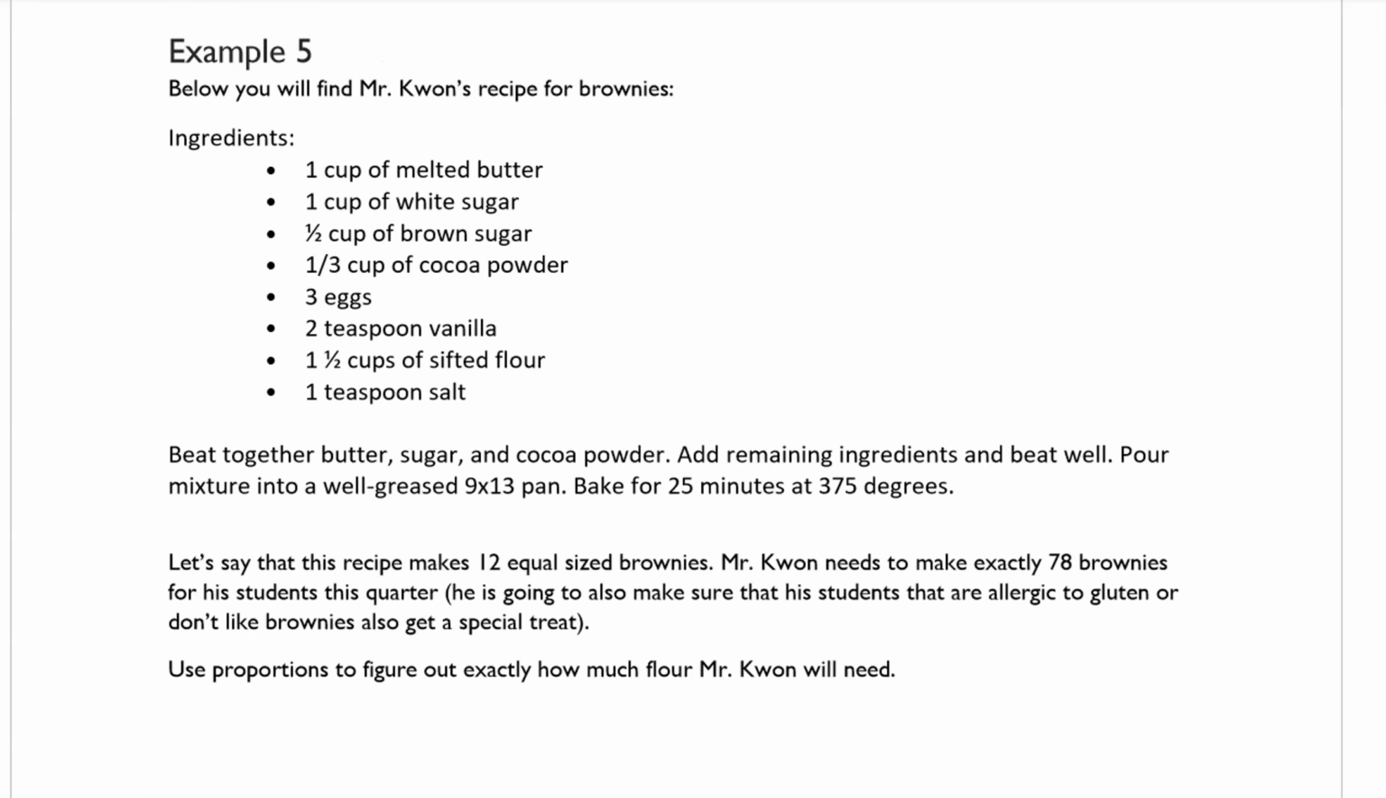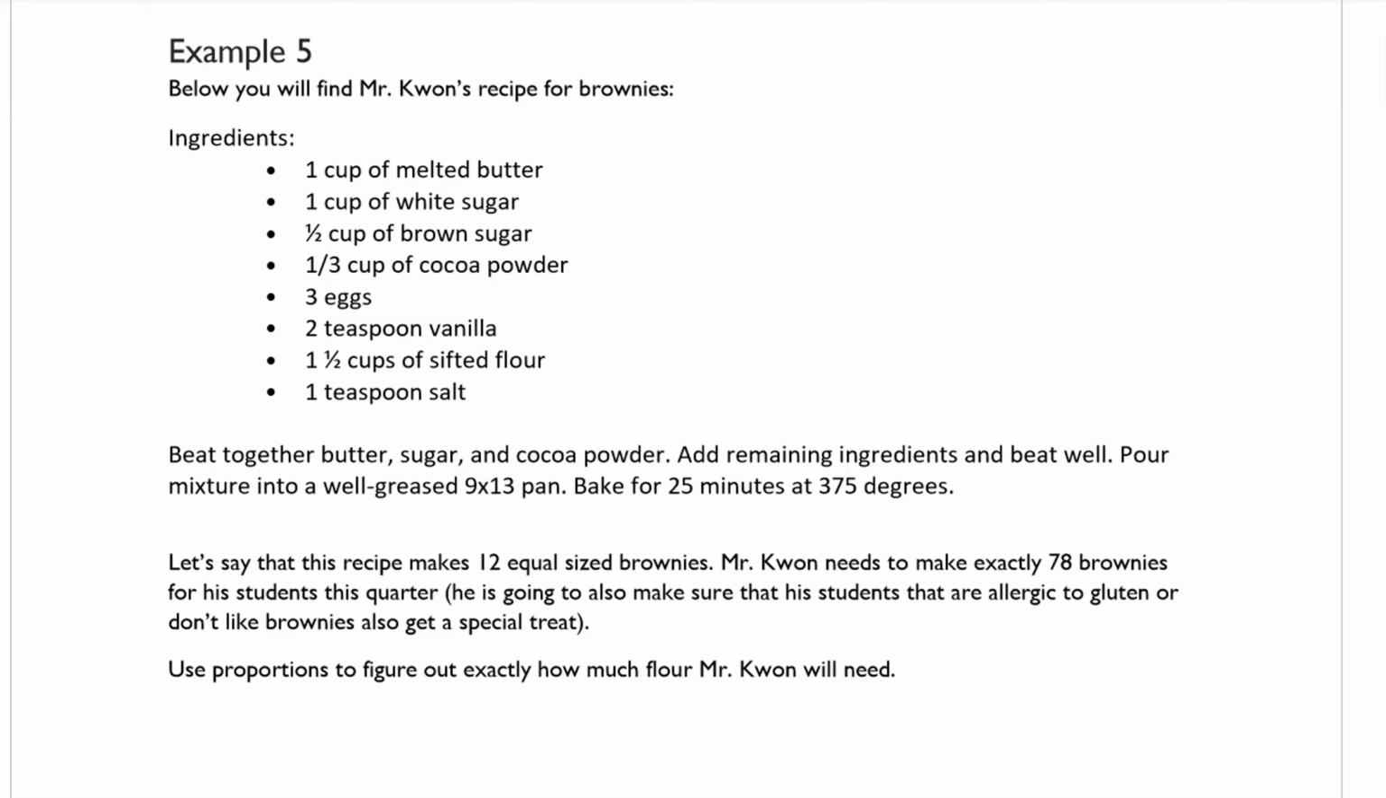Example 5 says, below you will find Mr. Kwan's recipe for brownies. This is the actual recipe that I use to make my brownies. They are so good. Anyways, the next part says, let's say that this recipe makes 12 equal-sized brownies. Mr. Kwan needs to make exactly 78 brownies for his students this quarter. He's going to also make sure that his students that are allergic to gluten or don't like brownies also get a special treat. Use proportions to figure out exactly how much flour Mr.